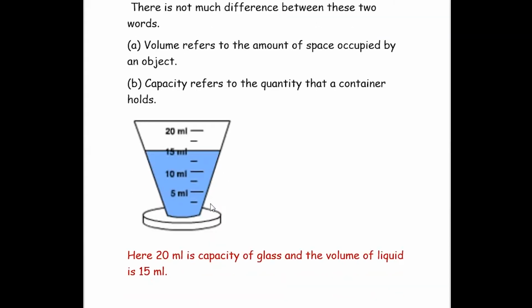Now we'll see with an example. Here is a 20 ml capacity container. So the glass can hold 20 ml of liquid, so we can say the capacity of the glass is 20 ml. But we have poured only 15 ml of liquid, so this 15 ml is the volume of the liquid. So capacity is how much the container can hold, and volume is the amount of liquid in the container.